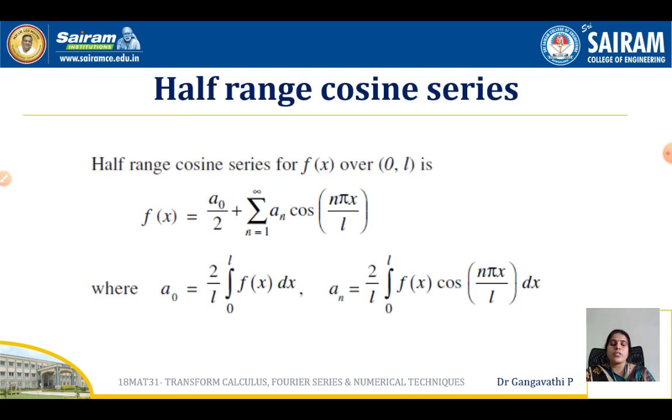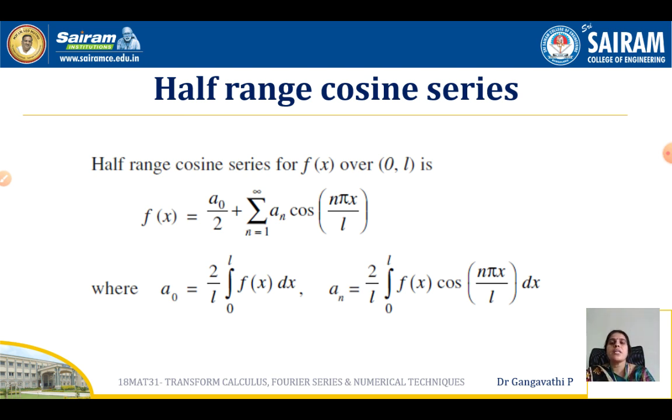As the name itself indicates, in the range taken, only the half will be considered. For example, if you take 0 to 2 pi, the half of which is 0 to pi, only that will be considered. It is nothing but the cosine terms and sine terms being segregated, and you get them separately.